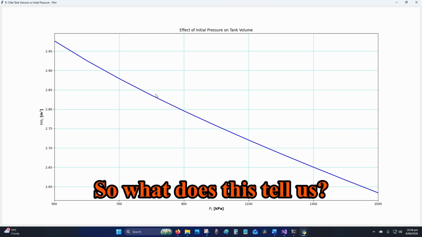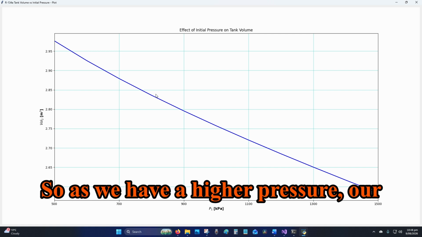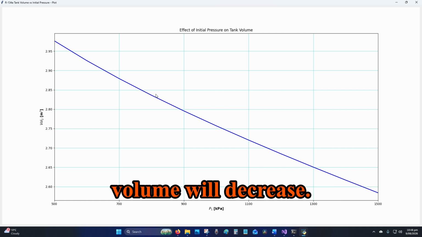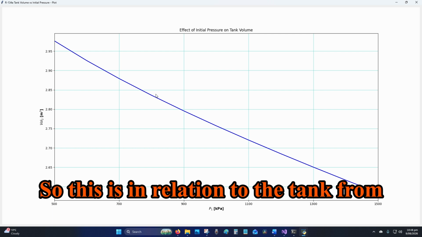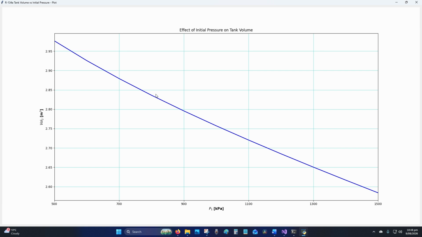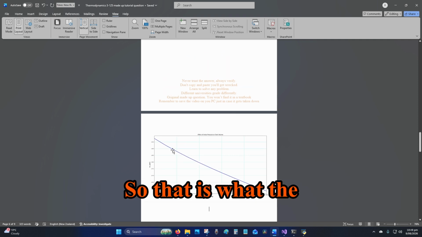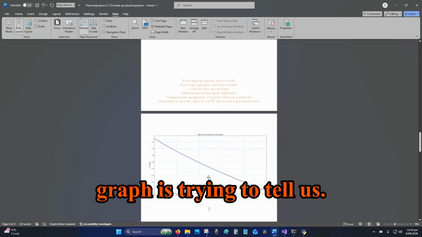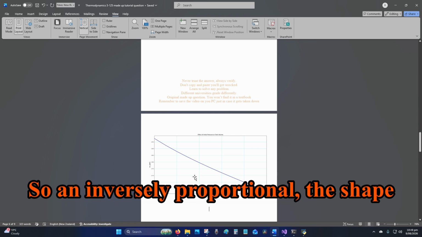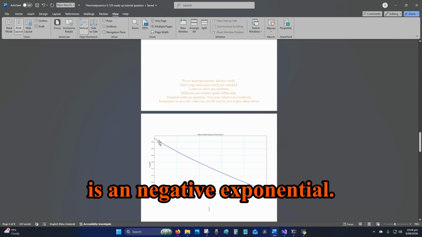Okay, so what does this tell us? So as we have a higher pressure, our volume will decrease. So this is in relation to the tank from the previous question. Okay, so switching back. So that is what the graph is trying to tell us. So an inversely proportional, the shape is a negative exponential.